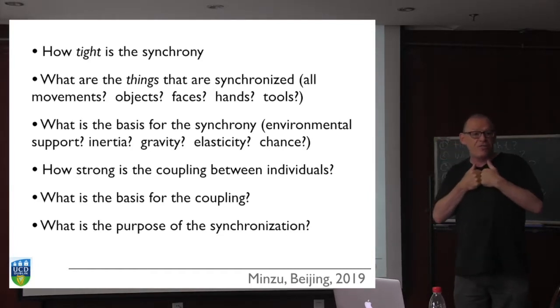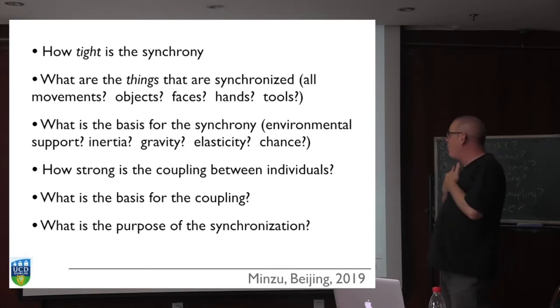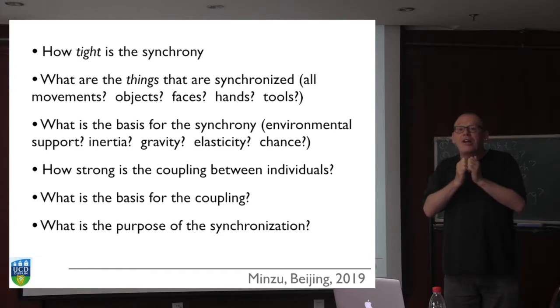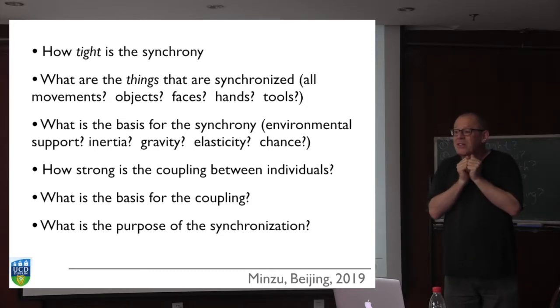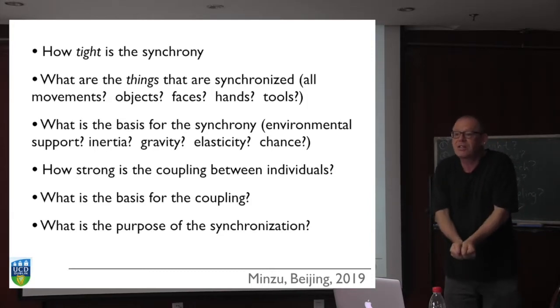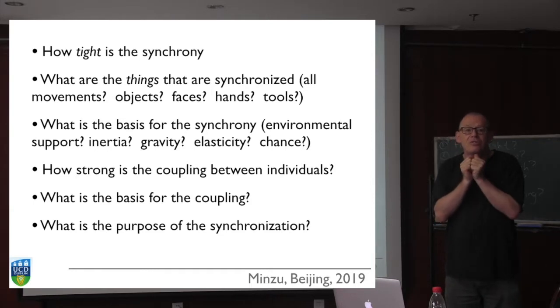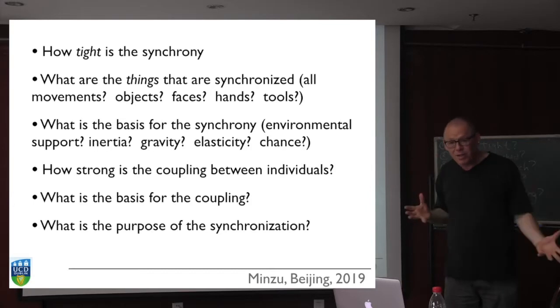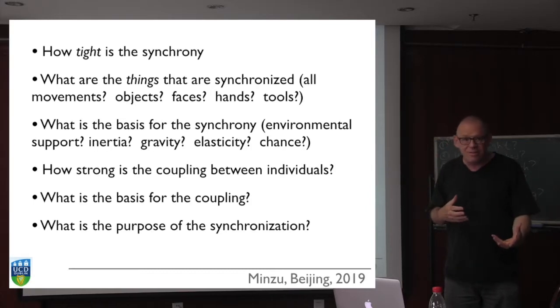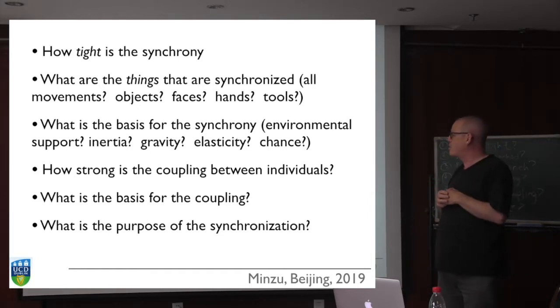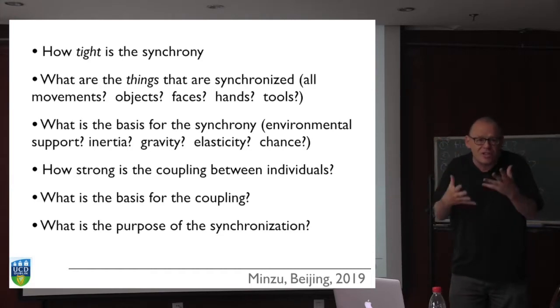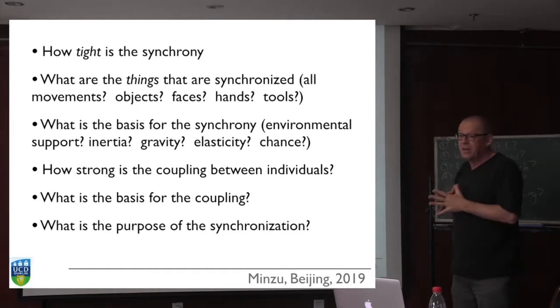Then we're going to ask, what's the basis for the synchrony? So how come these things are doing the same thing at the same time? This is really important. I don't want you to think, as one so often might assume, that synchronization is one thing. There are many kinds of synchronization for many kinds of reasons. And I don't want to restrict the space of explanation to minds and bodies. We will have to take account of the environment for various definitions of environment. Inertia, gravity, elasticity, physical properties are going to be important here. Chance may even be important, you never know.